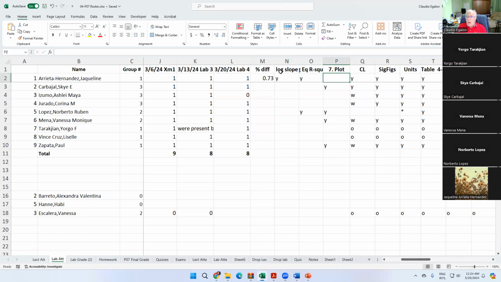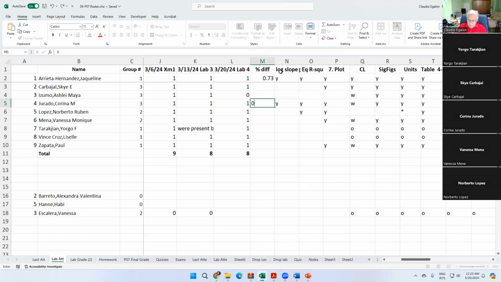Okay, so let's go for someone else here. Norberto is group 2, right? Let's go to... Ashley is not here. Corina, did you get the regression? Did you plot the graph, Corina? Yes. Okay. Did you get the regression equation, the R square? Yes. Okay. Did you log the slope in the table down there? Yeah, I did. Ah, you did. What's the percentage difference you're getting? I got 0.46. Yeah, okay.